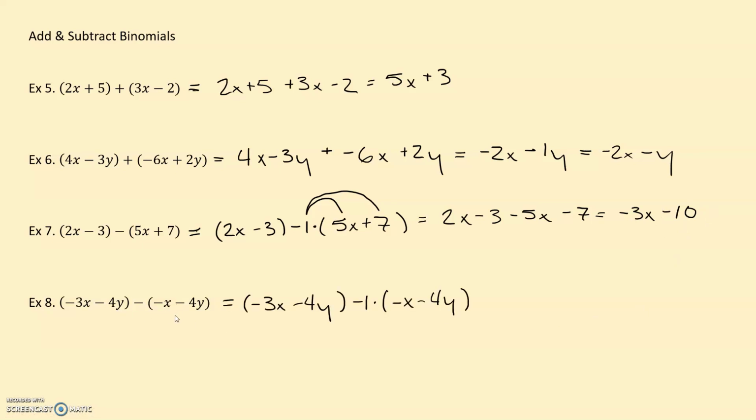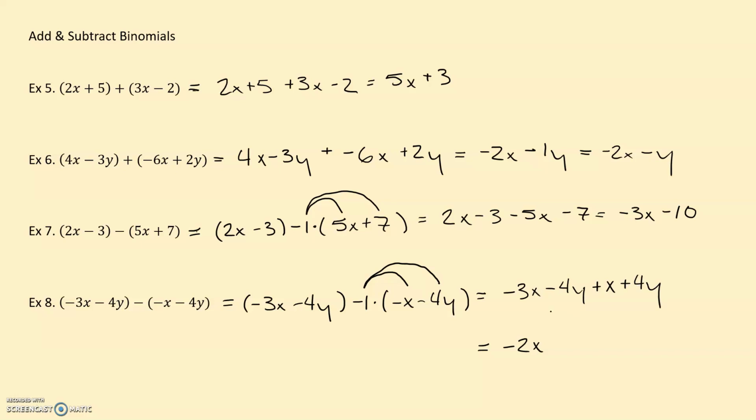Very similar setup here for the next one. Again, we want to think about what we are subtracting. So it's minus this -x minus 4y. So we know we're going to have to distribute this way. So when I go ahead and write it as -1 times, I know I'm going to have to distribute that -1 over here. So I'm going to go ahead and do that. So after you distribute, you can go ahead and drop the parentheses. So we'd have -3x minus 4y, and then -1 times -x is going to be a positive x, and then -1 times -4y is going to be a positive 4y.